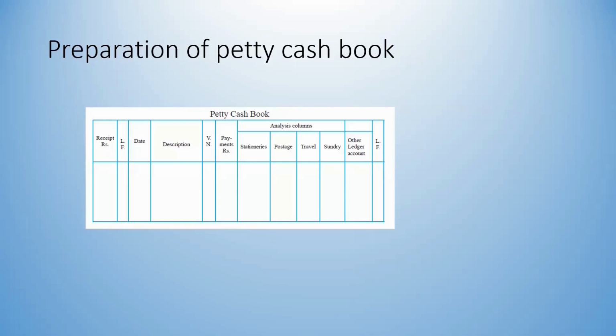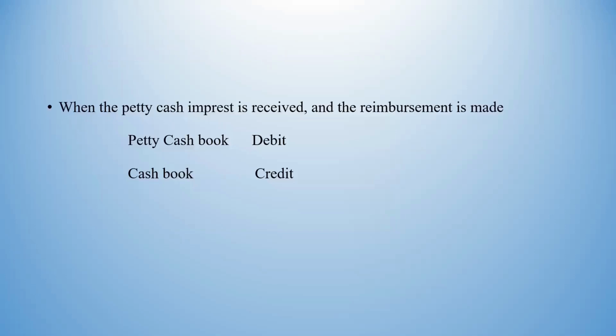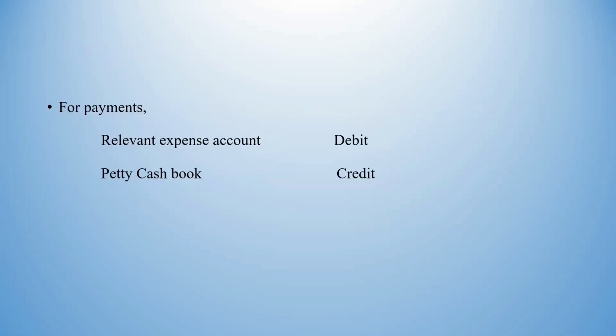Now look at the format of the petty cash book. Here we have separated expenses into stationery, postage, travel and sundry. At the end, the ledger account column, we use this column to record cash paid to creditors, purchases of assets of a small value, and carriage inwards. Here you can see the double entries for the petty cash imprest and reimbursement of petty cash imprest. Petty cash book debit, cash book credit. For payments, relevant expense account debit, petty cash book credit.